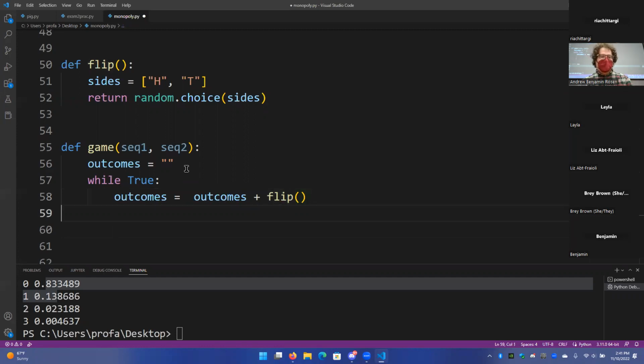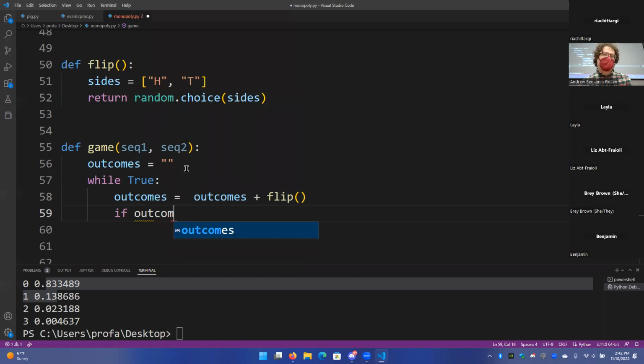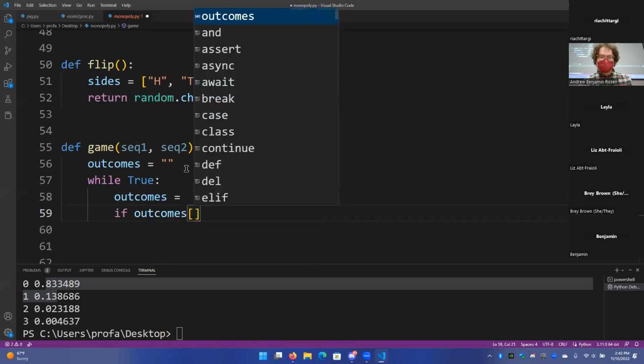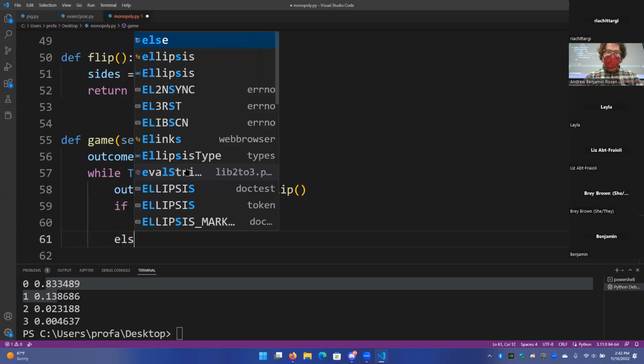Okay. And now we just have two if statements. If the last three letters of the outcomes is equal to sequence 1, then player 1 won. So -3 to the end. Okay. Else.